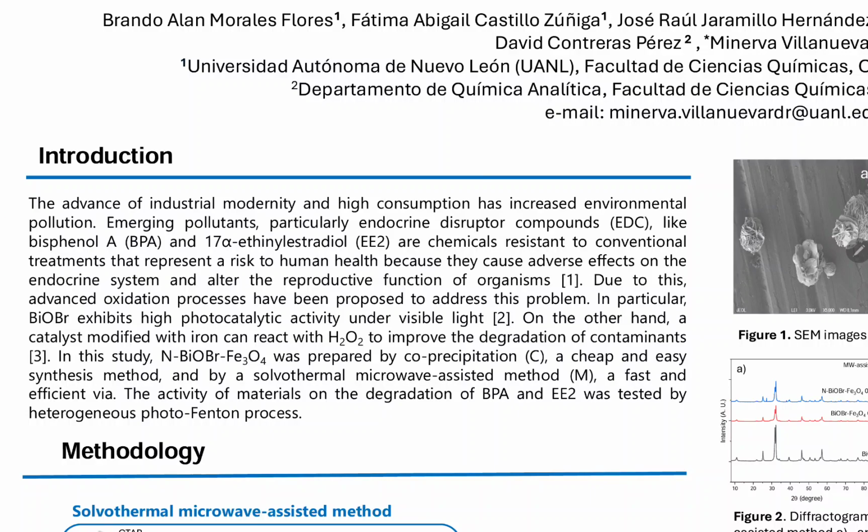In particular, bromide oxybismuth exhibits high photocatalytic activity under visible light. On the other hand, if a catalyst is modified with iron, it can react with hydrogen peroxide to improve the degradation of contaminants. In this study, nitrogen bromide oxybismuth with an incorporation of magnetite was prepared by coprecipitation, a cheap and easy synthesis method, and by an isothermal microwave-assisted method, a fast and efficient route. The activity of the materials on the degradation of BPA and EE2 was tested by the heterogeneous photo-Fenton process.